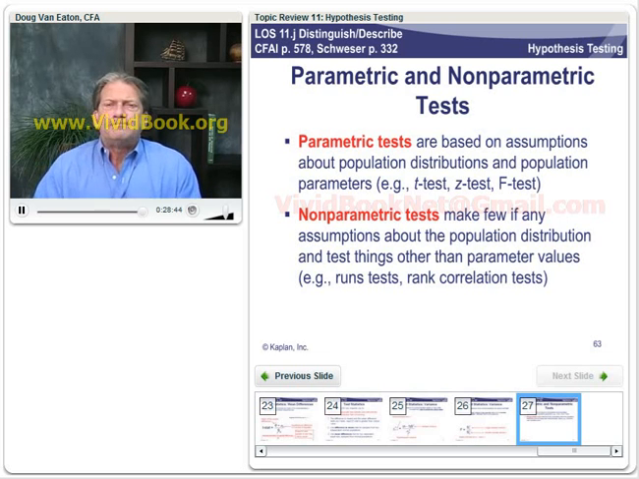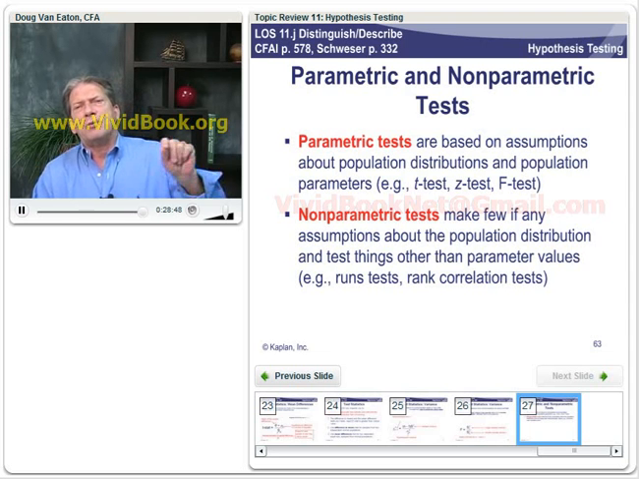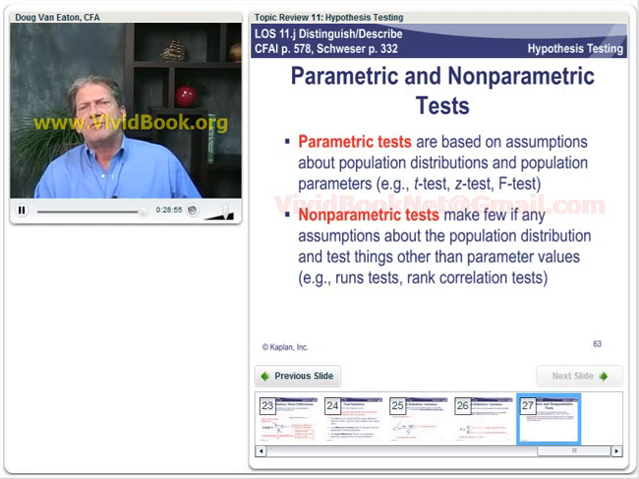A runs test is kind of whether things go up or down, right? If a price goes up, each day we'll give it a plus. Each day it goes down, we'll give it a minus. Well, if these changes are random, we can look at the probabilities of getting like 5 positives in a row or 6 negatives in a row.